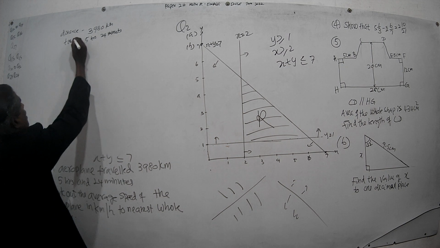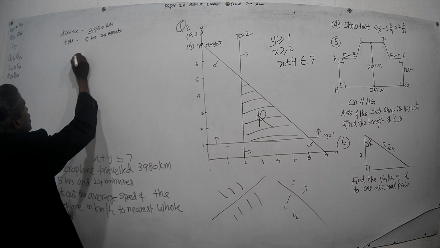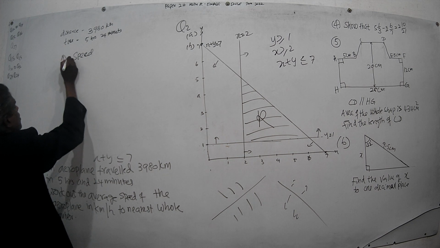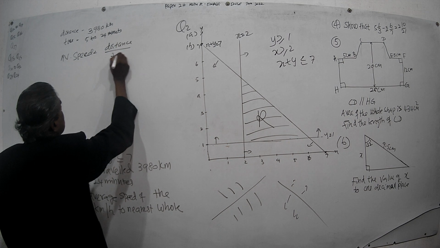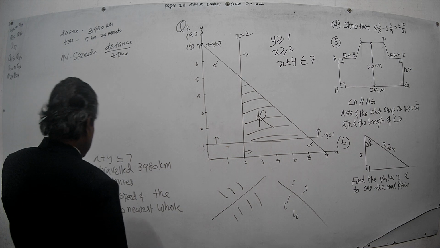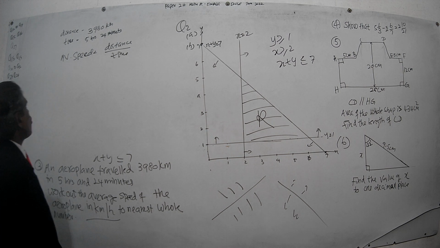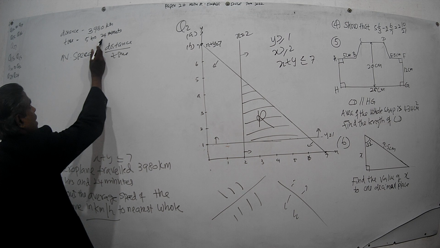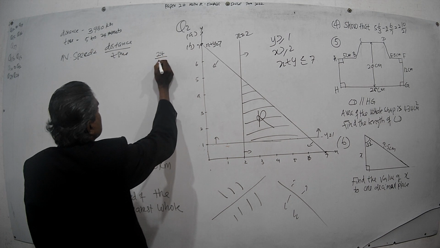Then what we have to do? We have the distance traveled, and average speed equals distance divided by time. Then we are asked to find the average speed in kilometers per hour. The time has been given in two components, hours and minutes. Then these minutes have to be converted into hours. To convert minutes into hours, you divide minutes by 60.